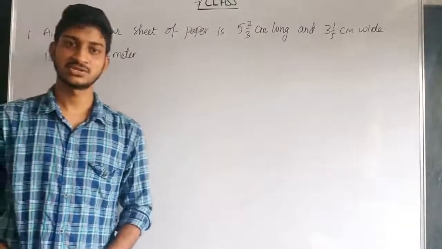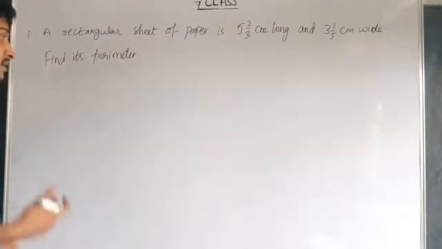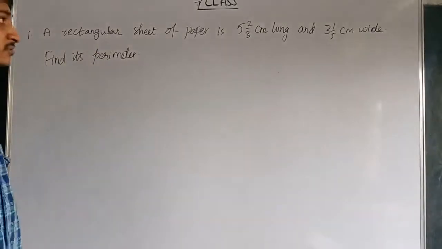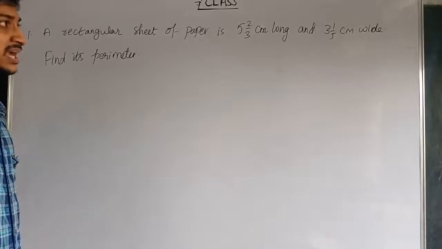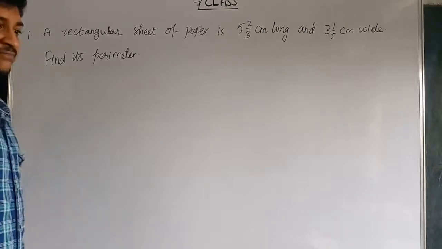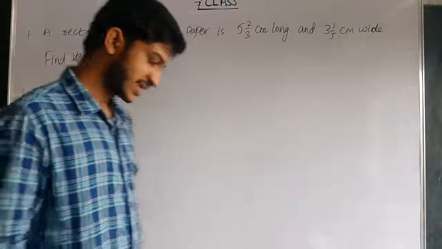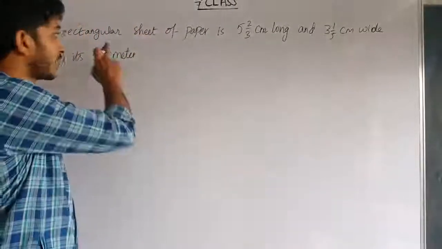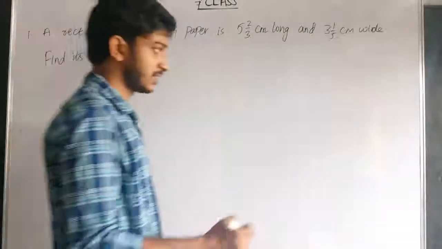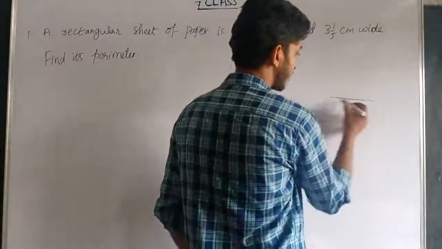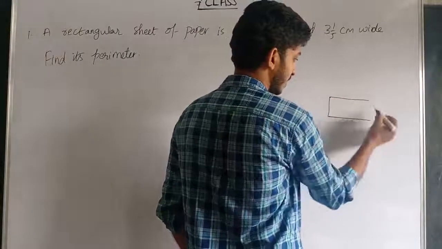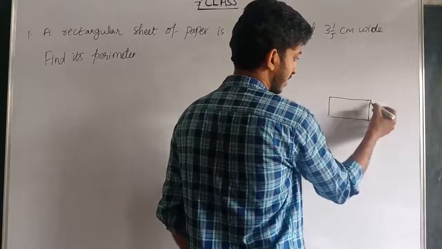Let's start our class. Today our first problem is: a rectangular sheet of paper is 5 2/3 centimeters long and 3 1/5 centimeters wide. Find its perimeter. Okay, see here children. Here a rectangular sheet of paper is given, means a paper in the shape of a rectangle.